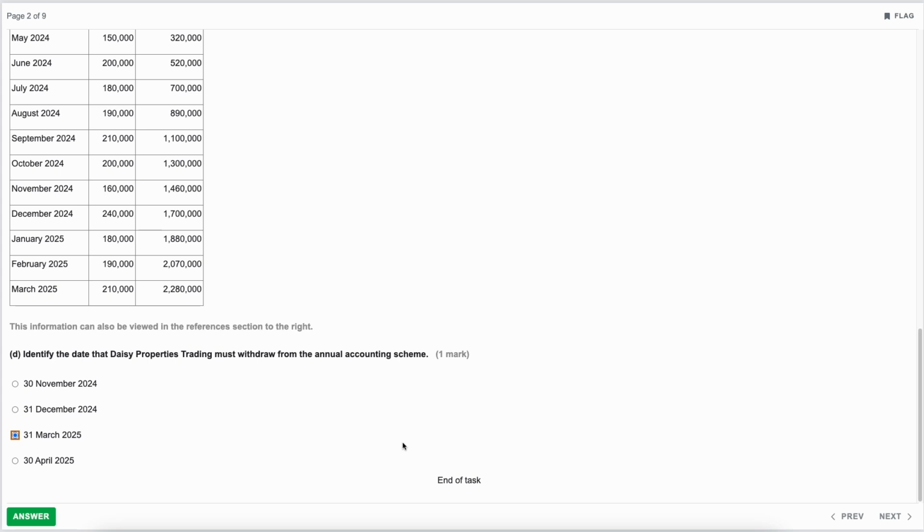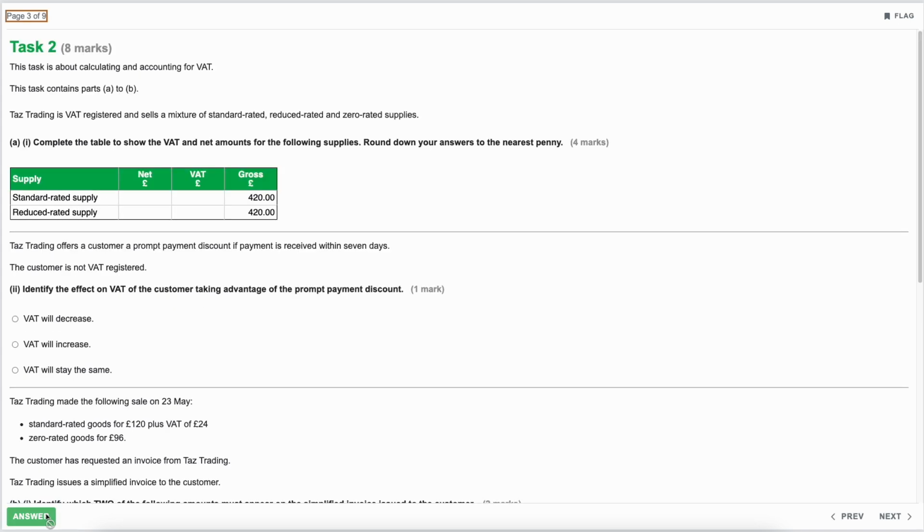Okay, so that covers task 1. Hopefully nothing too scary there. Let's get into task 2. Task 2 is worth 8 marks, and this task is about calculating and accounting for VAT. This task contains parts A through to B.